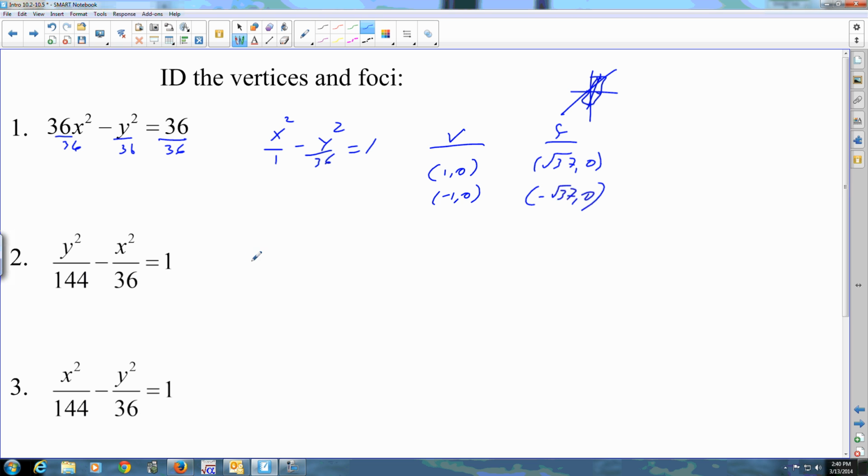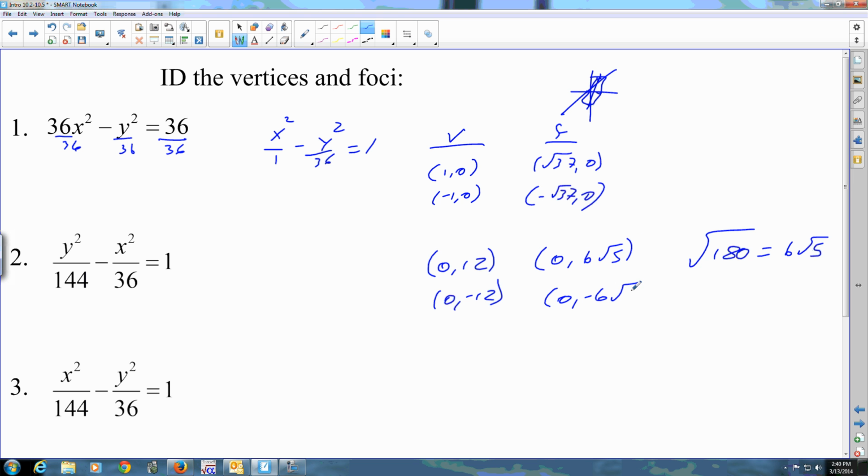Okay, this one's going to open in the y direction because the y comes first. So your vertices are going to be 12 units up and down. So it's going to be 0, 12, and 0, -12. Because the y direction is where your vertices are. Add these together, and you get the square root of 180, and then you simplify that, and you get 6 square roots of 5. So the foci are going to be in the same direction, so they're going to be 0, 6 square roots of 5, and 0, -6 square roots of 5.